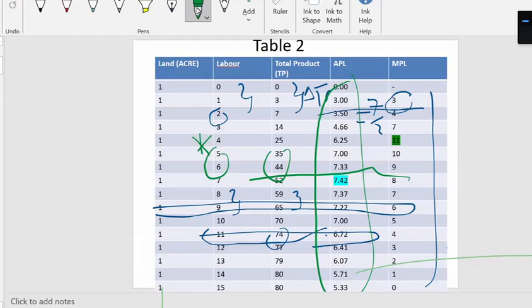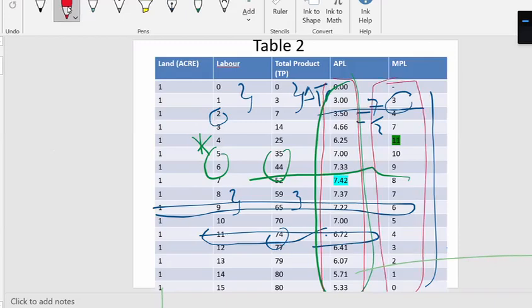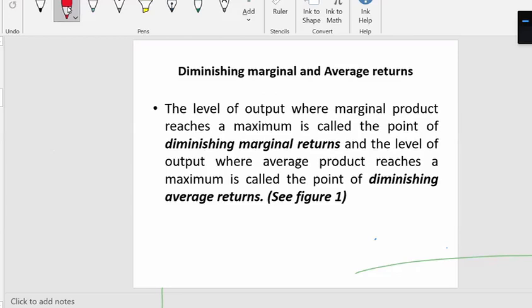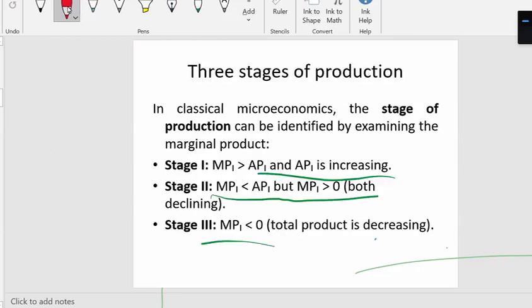Sasa kwa mfano ukiangalia hapa, hii si ndo average product? Sawa. We want to range this one. And this is the marginal product. But in stage 1, marginal product is what? Greater than what? For example, marginal product is greater than average product. Sasa niambieni, can you tell me where is stage 1 here of production?